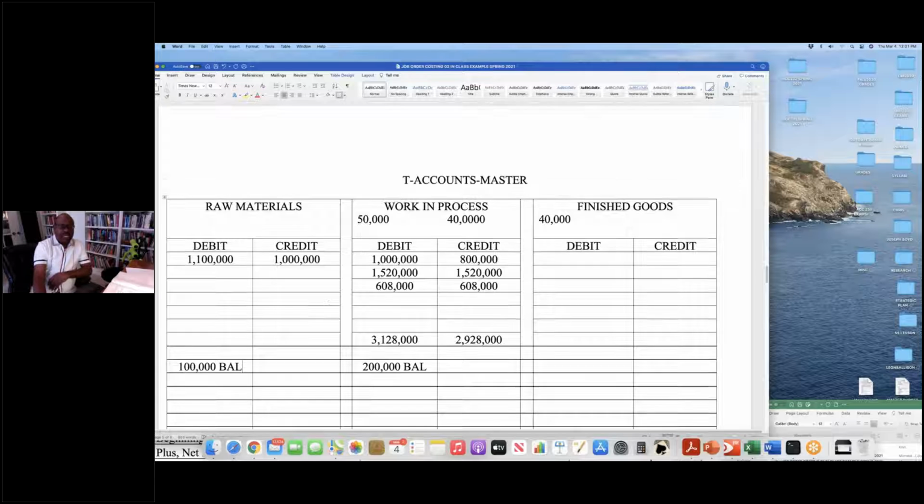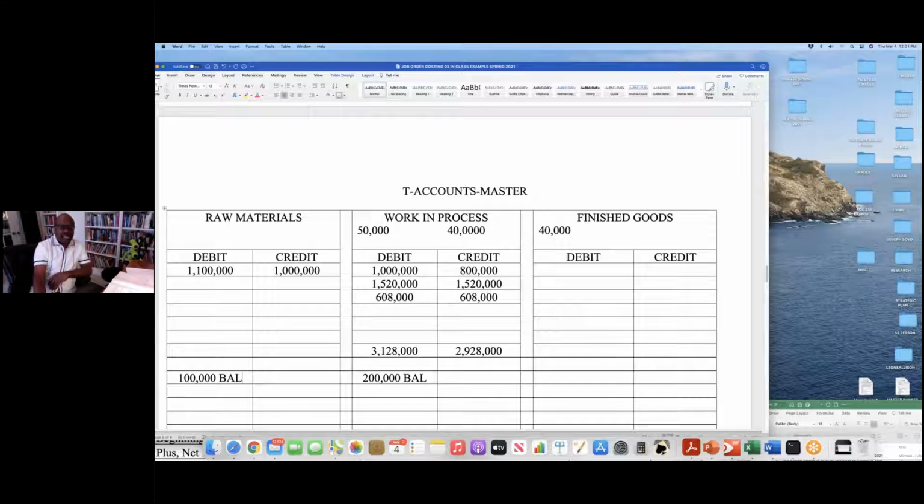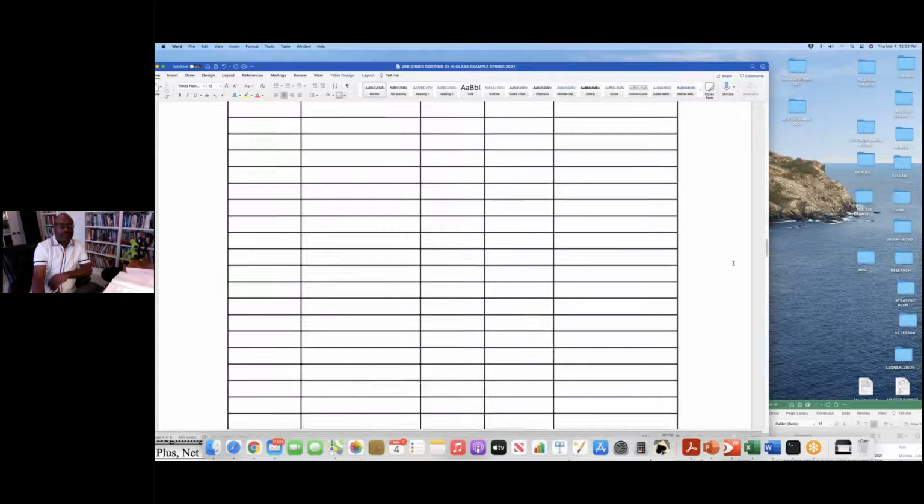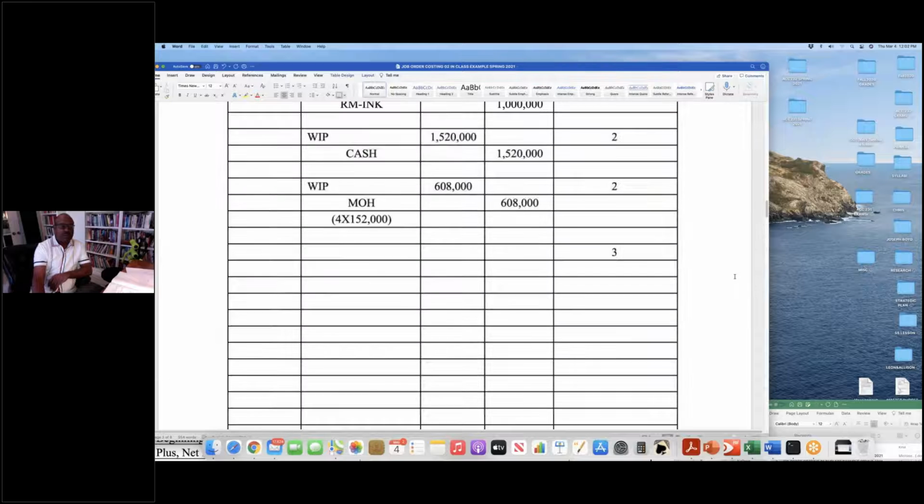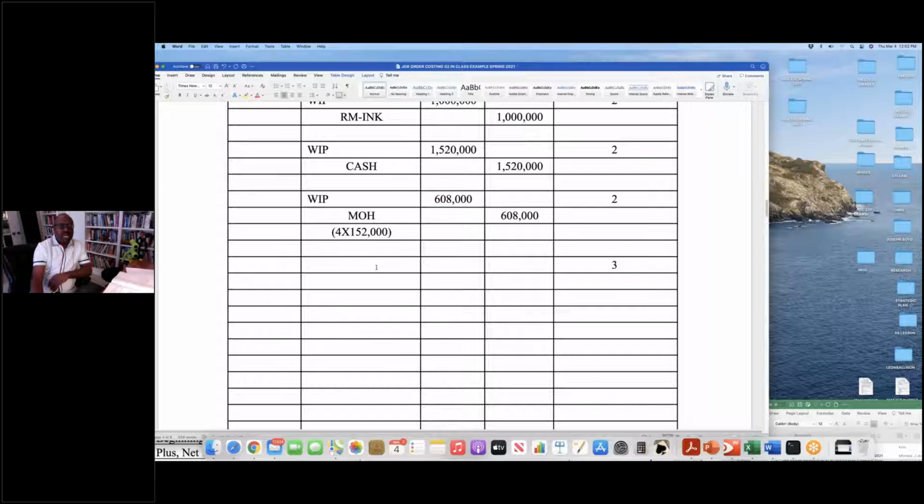So now we can go and make this journal entry. We're just going to do the posting now, because we're going to debit finished goods and credit work in process. Okay. So we're now in stage 2 where we debit finished goods.